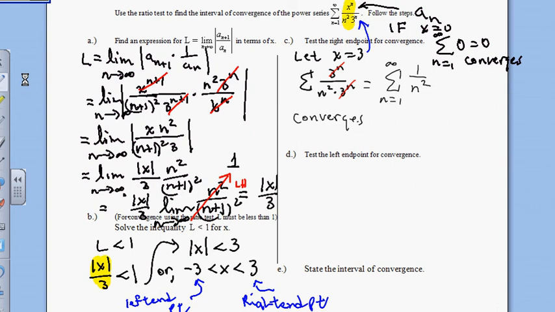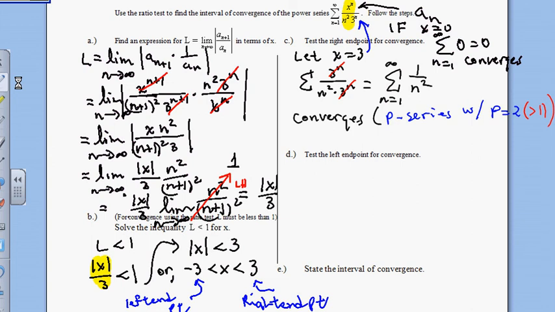And how do I know that converges? Well, it's a p-series with p equal to 2. And the significance there being that this number is greater than 1. So we're guaranteed convergence there. Now, that's the right endpoint.